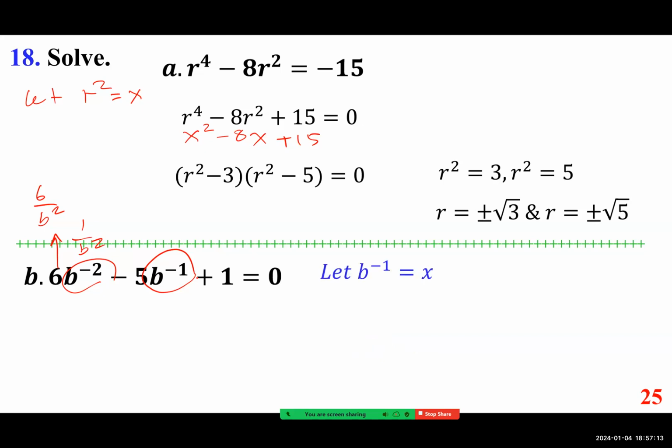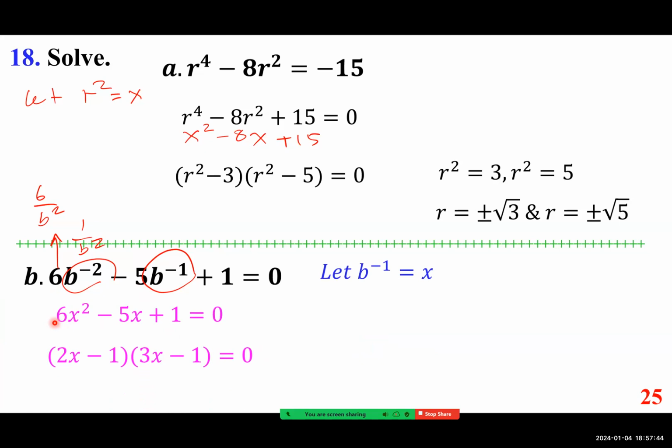If you do that, now this becomes 6x squared minus 5x plus 1. Now, again, the reason this is an easy factoring, this is 1. So you have to put 1 and 1, both of them positive or negative. By the way, this is negative, so you have to go with negative. And then 6 is 2 and 3 or 1 and 6. So by trial and error, you can find this.